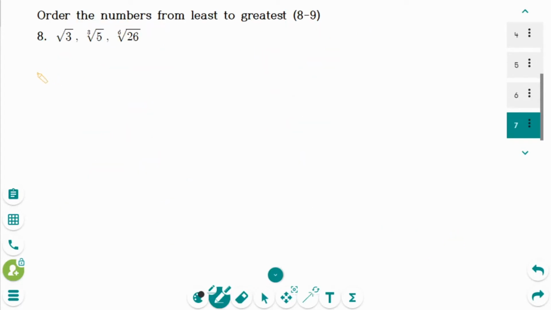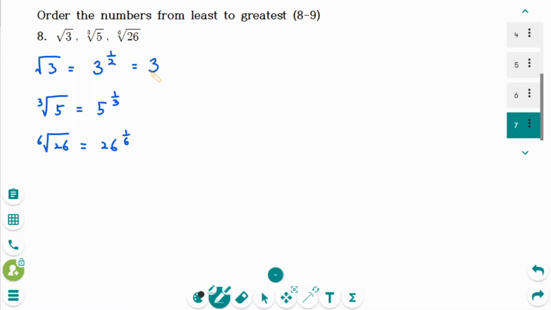Number 8, square root of 3 equals 3 to the power of 1 over 2. Cube root of 5 equals 5 to the power of 1 over 3. 6th root of 26 equals 26 to the power of 1 over 6. In the denominator of the exponents, find the least common multiple. So it's 6. 3 to the power of 3 over 6. 5 to the power of 2 over 6.